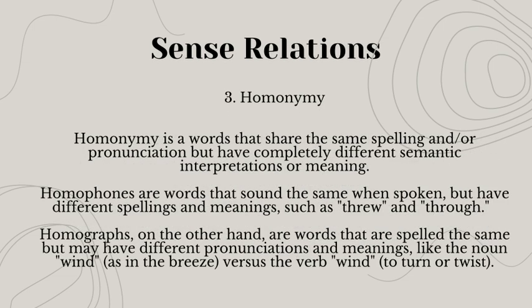The third sense relation, or lexical relation, is homonymy. Homonymy is words that share the same spelling or pronunciation but have completely different semantic interpretations or meanings. And there are two types in homonymy: homophones and homographs. Homophones are words that sound the same when spoken but have different spellings and meanings, such as through and threw. That's the same pronunciation. While homographs are words that are spelled the same but may have different pronunciations and meanings, like the noun wind, as in the breeze, versus the verb wind, to turn or twist.